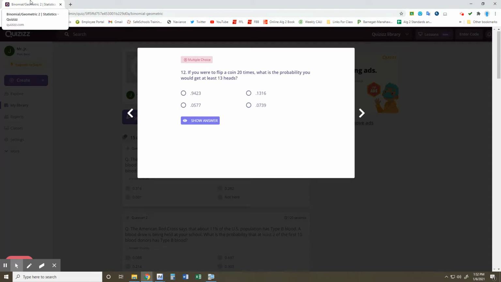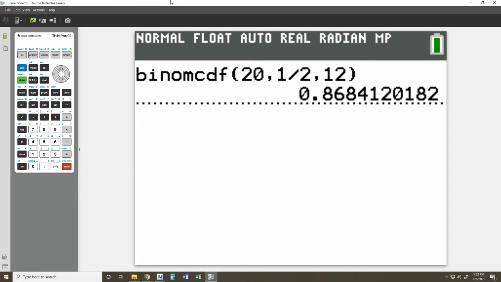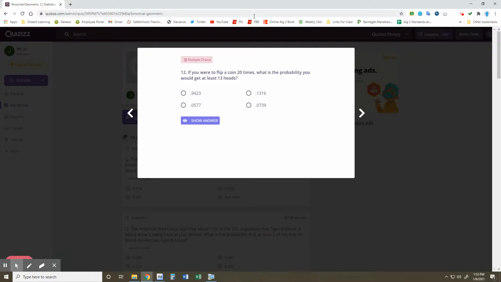Now, it says at least 13 heads, meaning 13 or more. But binomial CDF does or less. The way we do this problem correctly, I can't do 13 or more, but I can do 12 or less. If I do 12 or less, it gets me this. And in order to get 13 or more, I simply have to do 1 minus that answer, which would be the complement, 0.123. You can clearly see that is the answer.